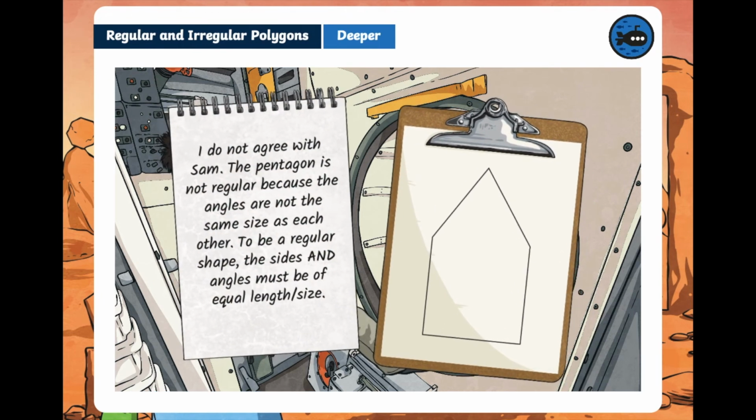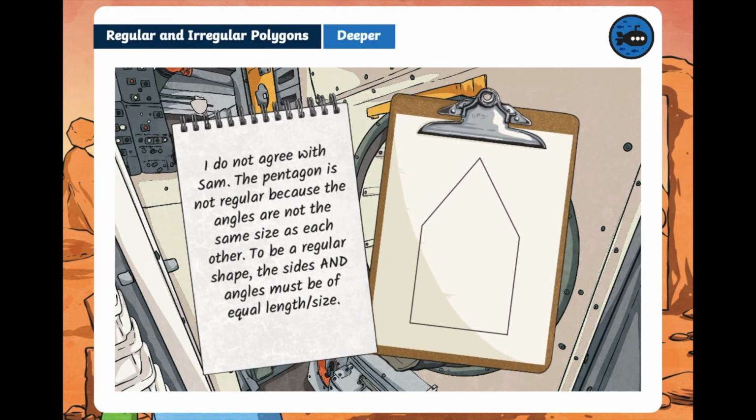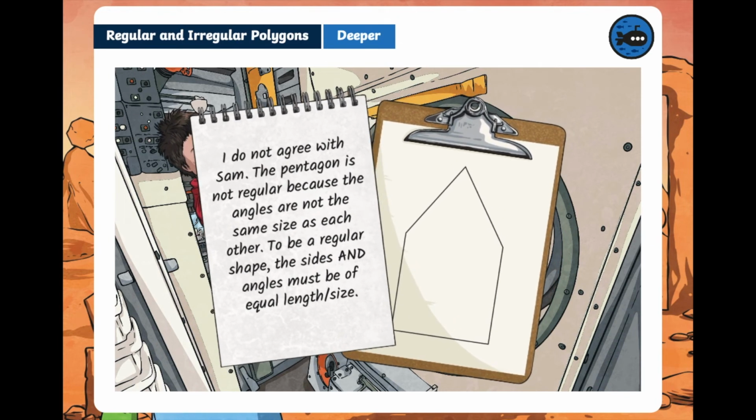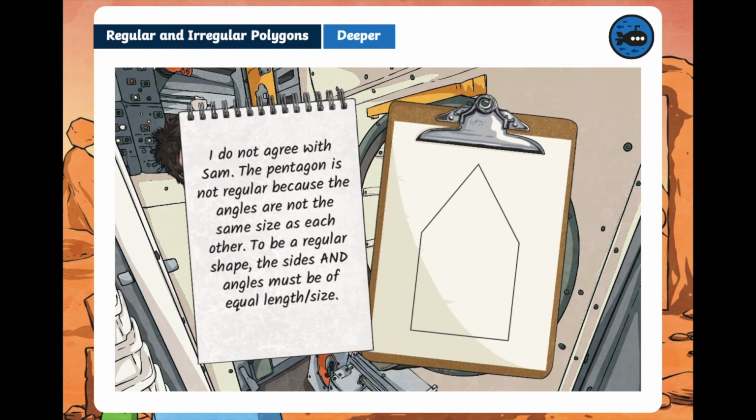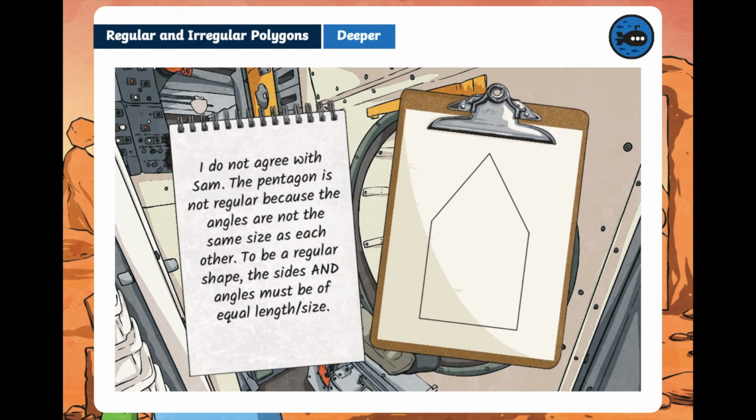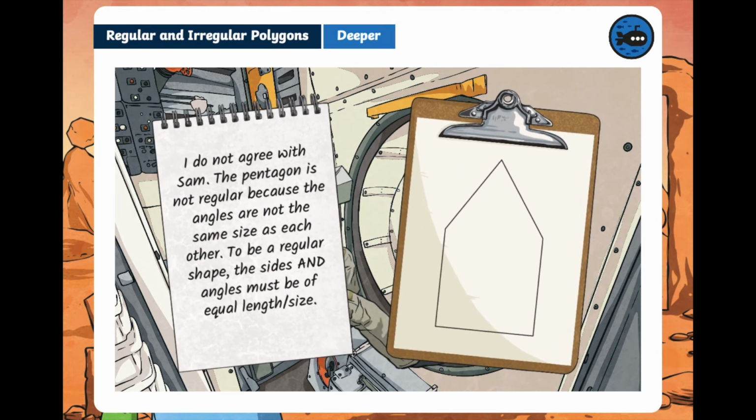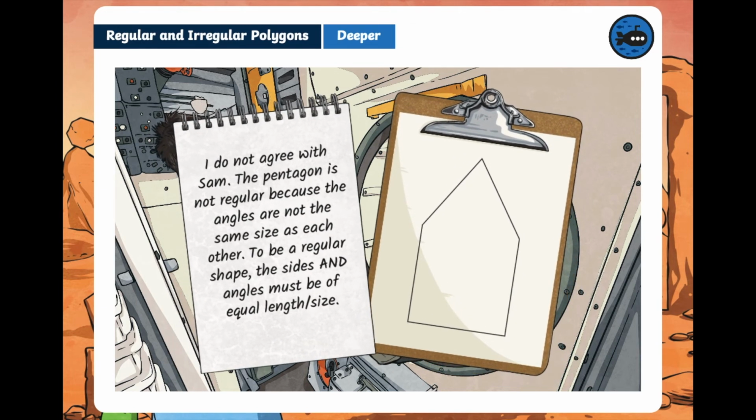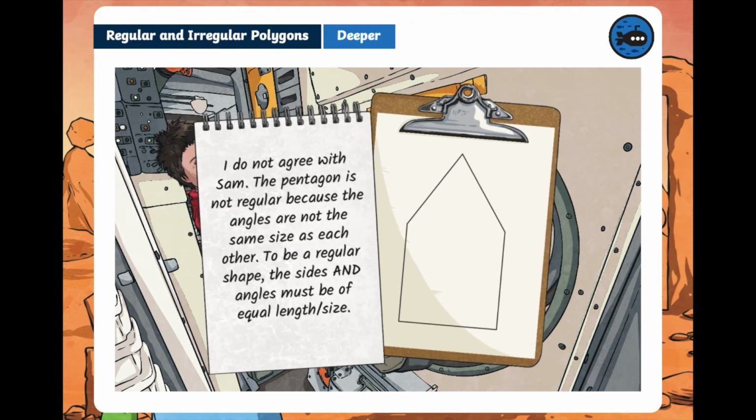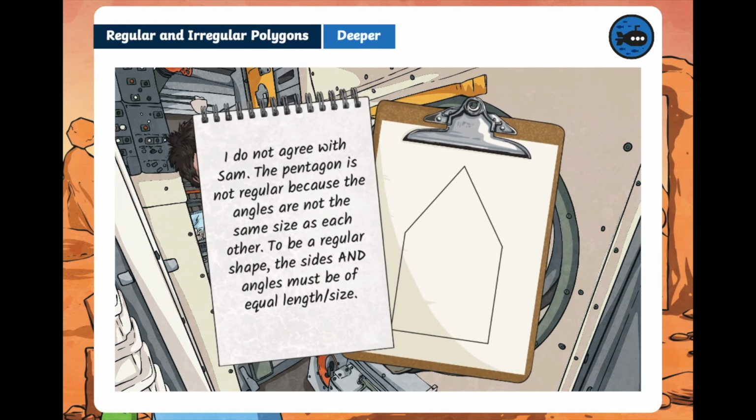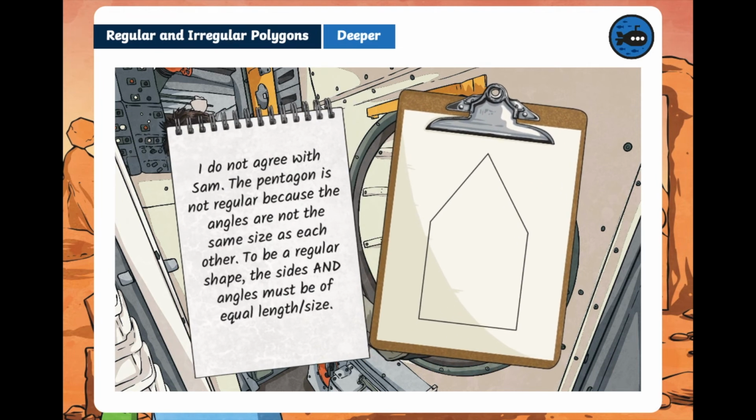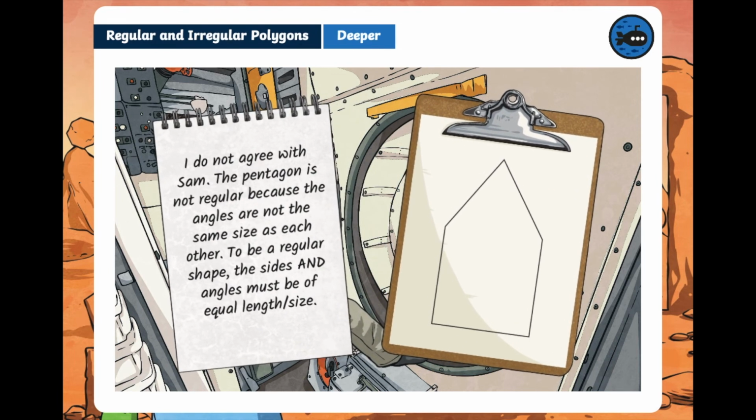I do not agree with Sam. The pentagon is not regular because the angles are not the same size as each other. To be a regular shape, the sides and angles must be of equal length and size. So if you look at the bottom of the pentagon, it has 2 right angles, and then just above the middle of the pentagon, we've got 2 obtuse angles, and then at the top of the pentagon we have an acute angle. So there are different types of angles, not all the angles are the same.